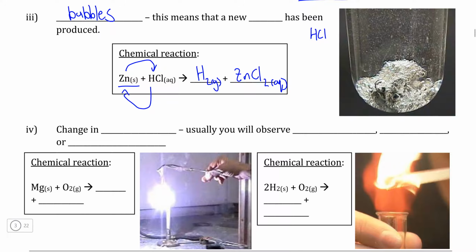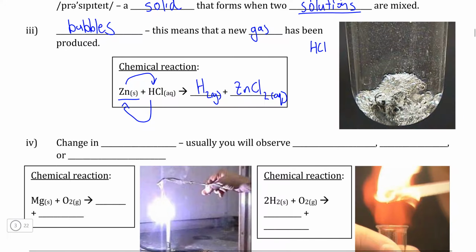And obviously, zinc and hydrochloric acid, neither of these are gases, so these bubbles indicate that a gas is produced where one did not exist before. And this gas doesn't necessarily need to be hydrogen, but the fact that bubbles are appearing seemingly out of nowhere indicates that this reaction produces a gas that wasn't there before.